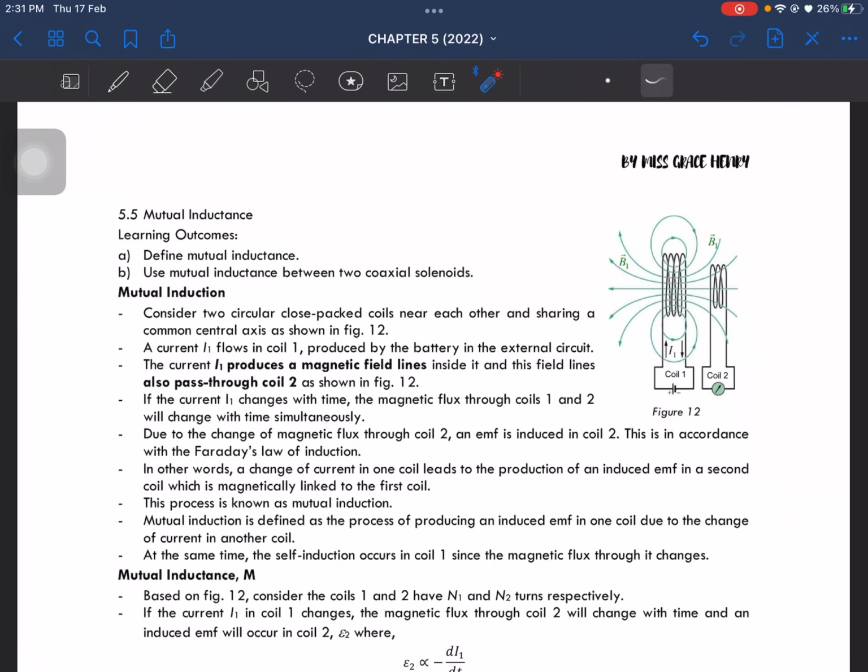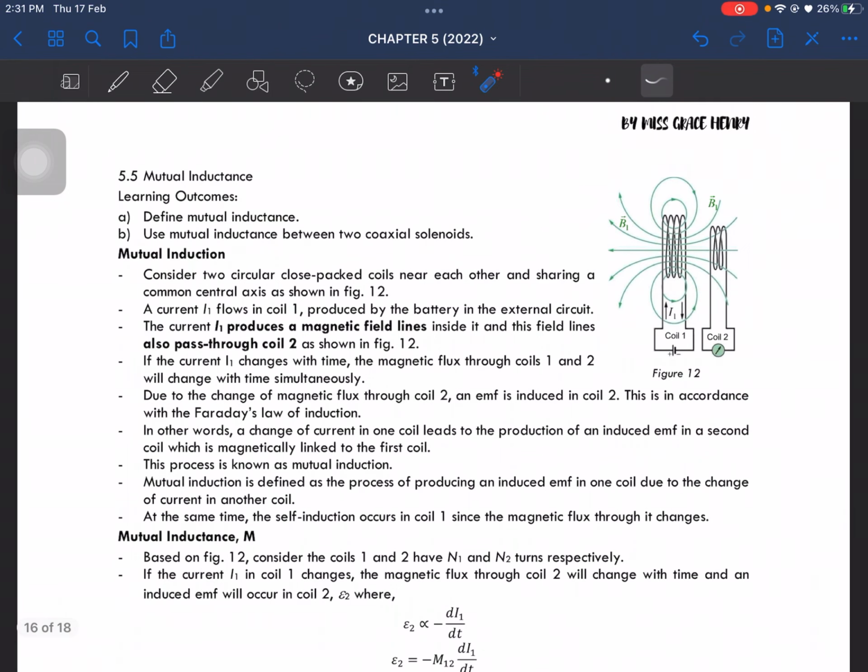All right. Our last subtopic, mutual inductance. In this subtopic, you just have to be able to define what is mutual inductance. Use mutual inductance between two coaxial solenoids.